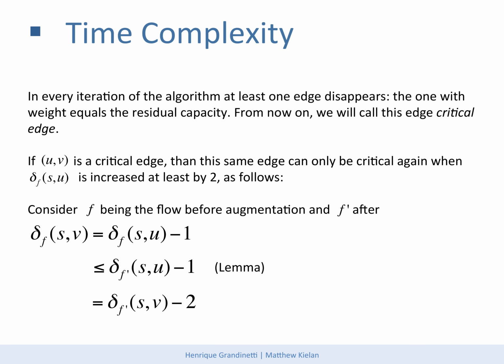We see that the shortest path from the source to the vertex at the start of the critical edge, labeled U, is equal to the shortest path to its end, V, minus 1. This is because the critical edge is in the augmentation path, so no shorter path to V exists. And by the lemma previously stated, we said that in the next iteration the shortest path to U will increase monotonically. And the right side of the inequality equals the length of the shortest path from the source to V minus 2 because the edge is critical again.